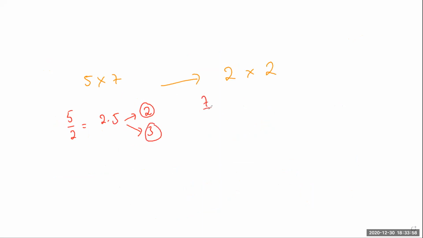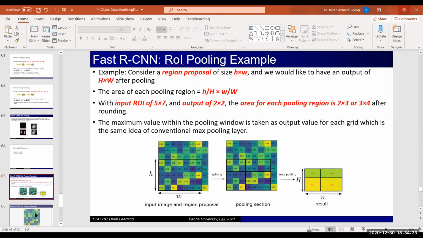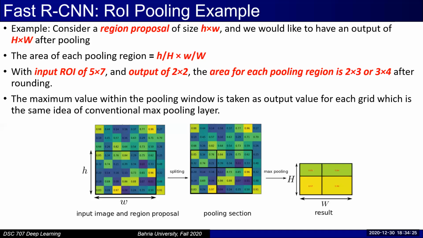Similarly, when you do 7 by 2, you get 3.5. So 3.5 you can take as 3, or you can take as 4, depending upon your requirement, right? So now we have choices for rows, that I can take 2 rows or 3 rows, and I can take 3 columns or 4 columns. So let's see this example, which is slightly more complex as compared to what we have seen, and then we can discuss further. Maybe this will explain it.